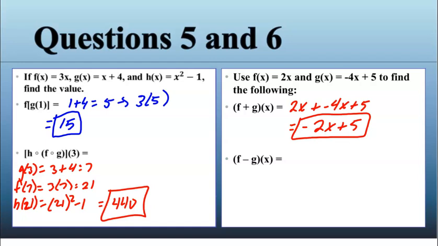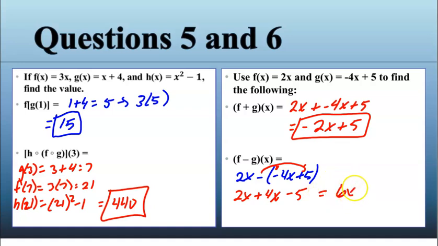Next, we're subtracting the two functions. So right now I have 2x, and I'm subtracting, and notice I'm putting this in parentheses, a negative 4x plus 5, because I'm subtracting all of that. So if I'm subtracting all of that, I'm really distributing a negative 1. So this is really 2x plus 4x minus 5, which will give us an answer of 6x minus 5.